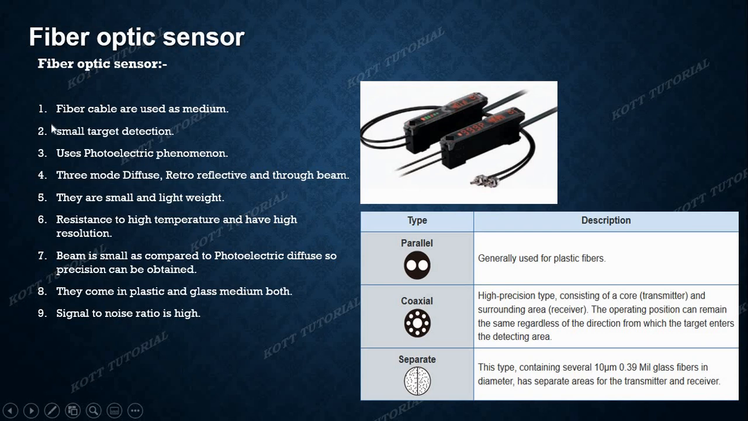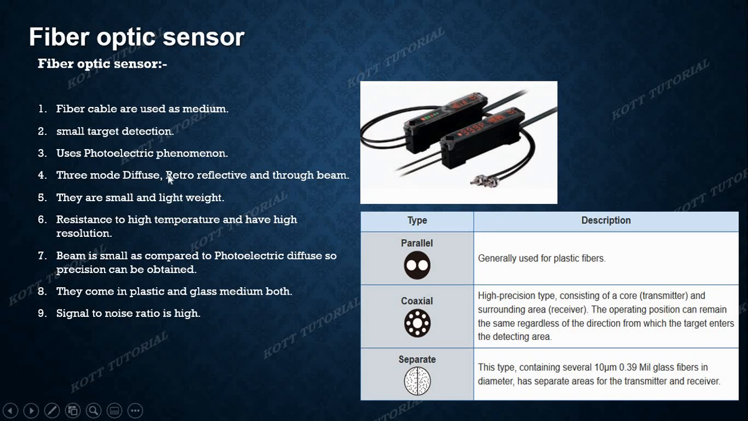See, in fiber optic sensors, fiber cables are used as a medium. Small target detection can be done. See over here, small target detection refers to the distance between the sensor and the product. For an extremely small object, we have to use a laser type sensor. It uses the photoelectric phenomenon. Every sensor which I have explained here uses the photoelectric phenomenon only.